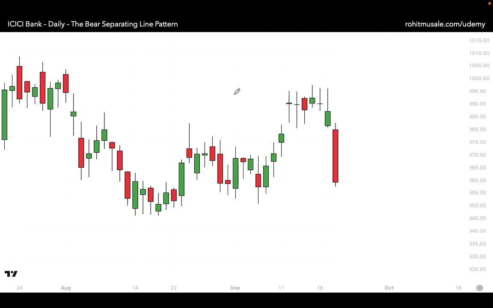In this video, we will look at the bear separating line. We have already looked at the bull separating line pattern. So this is just the opposite of that. This is a daily time frame chart of ICICI Bank. So let us look at the characteristics of this pattern.